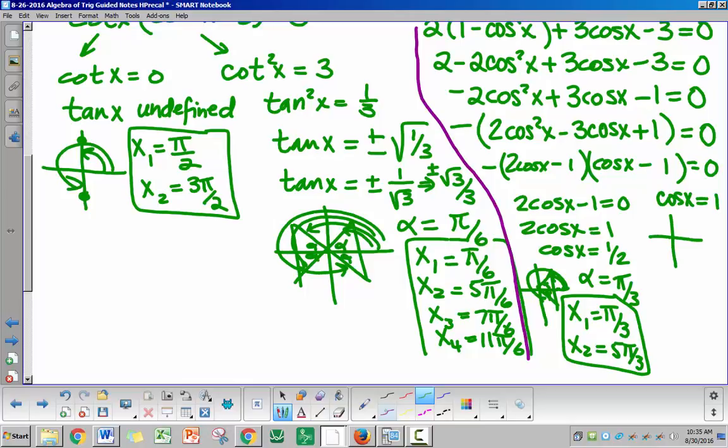Cosine x equals 1. Where does that happen? At 0 or 2 pi, but what does my interval say at the top of the page? Can't be greater than 2 pi. So it equals on the 2 pi, that'd be less than. That's right. So it's just going to be x equals 0.